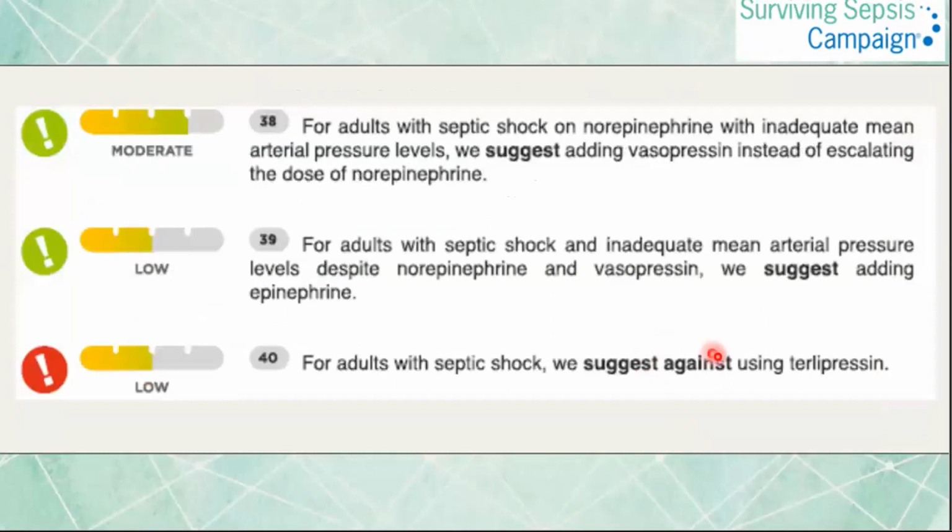For adults with septic shock on norepinephrine with inadequate MAP levels, we suggest adding vasopressin instead of escalating the dose of norepinephrine. The early use of vasopressin in combination with norepinephrine may help reduce the adrenergic burden associated with traditional vasoactive agents. For adults with septic shock and inadequate MAP despite norepinephrine and vasopressin, we suggest adding epinephrine. For adults with septic shock, we suggest against using terlipressin.